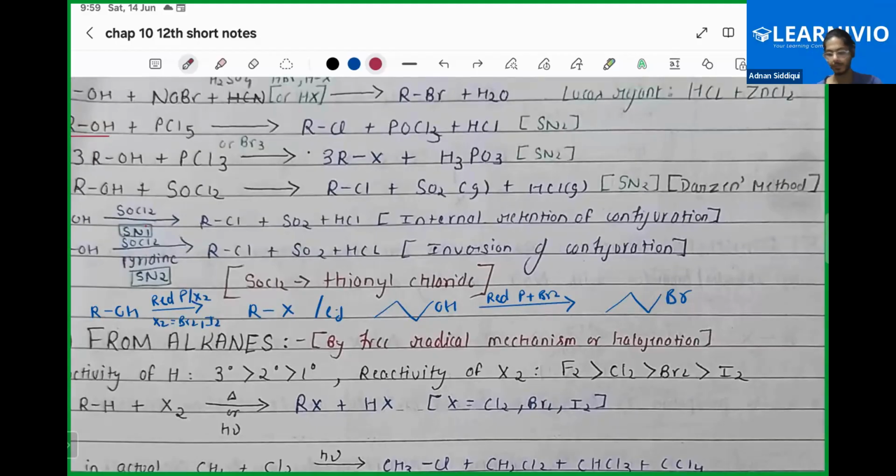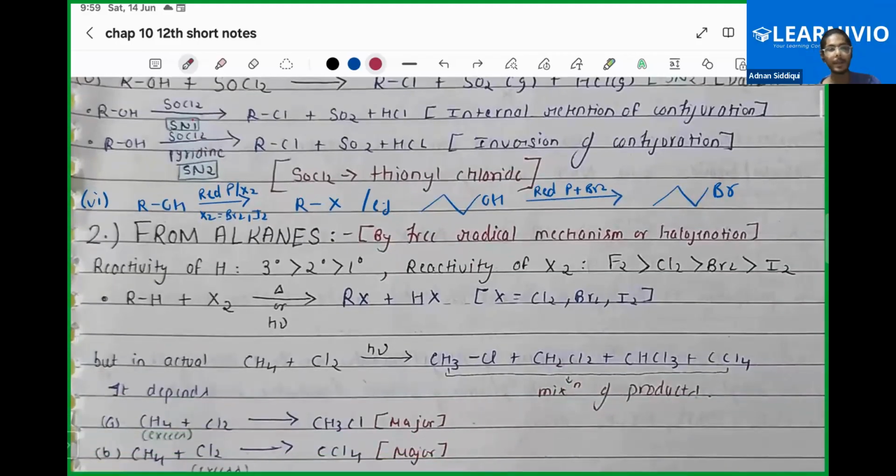Now, the last method: again the starting reagent is going to be alcohol. But now you have changed the reagent again. You are using red phosphorus in presence of X2. X2 could be Br2 or I2, and your product will be again haloalkane. Example is like this, right?